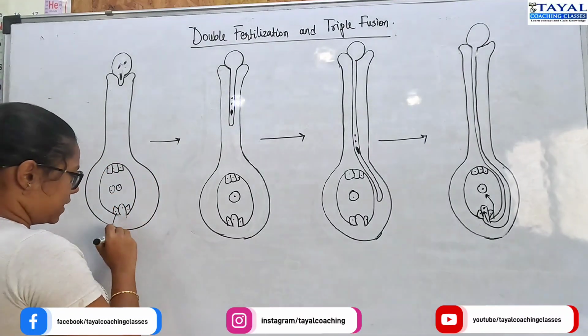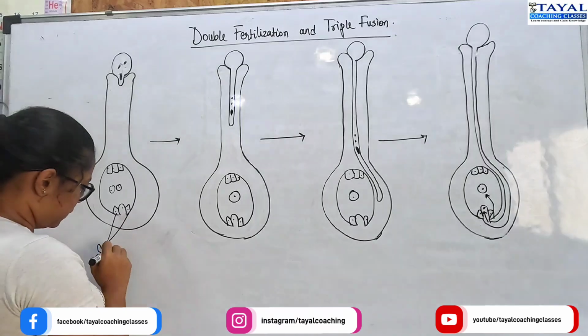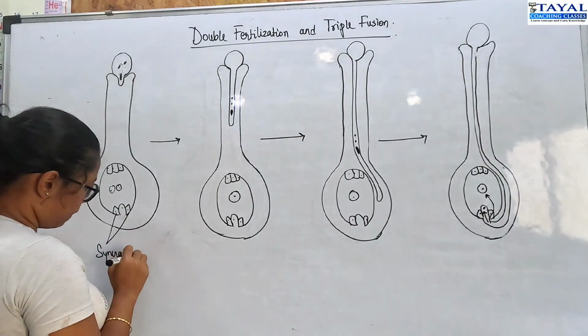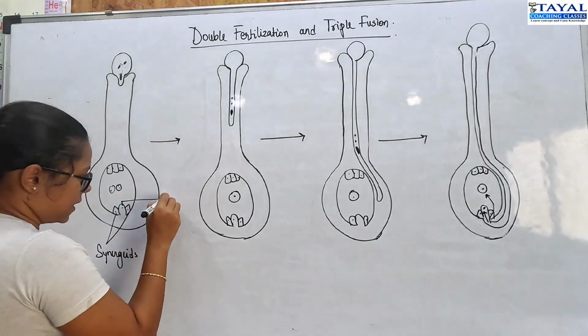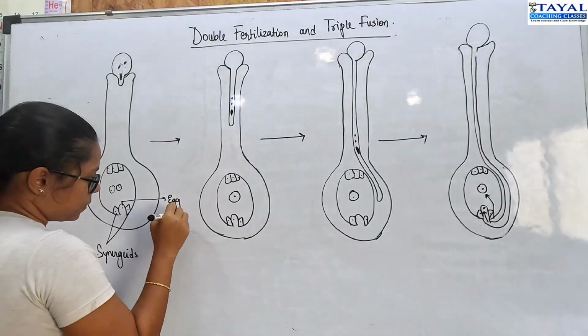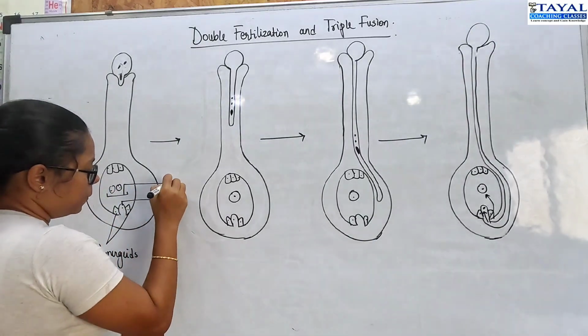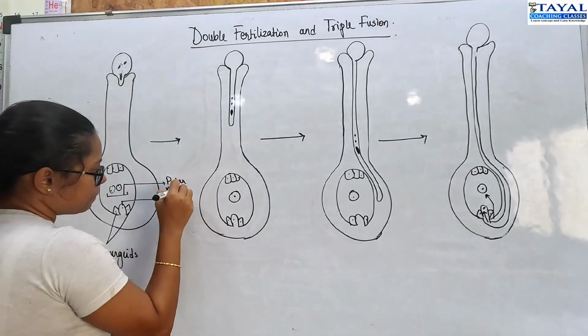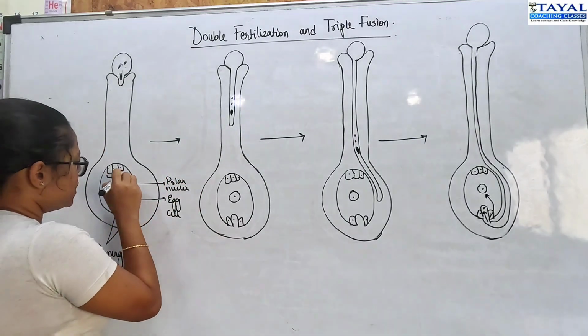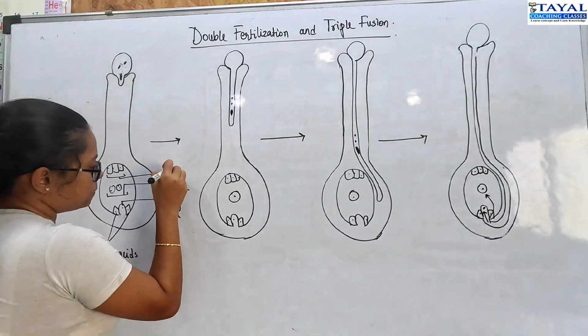The egg apparatus has two synergid cells, one central egg cell. These two are known as the polar nuclei, and these three are known as the antipodal cells.